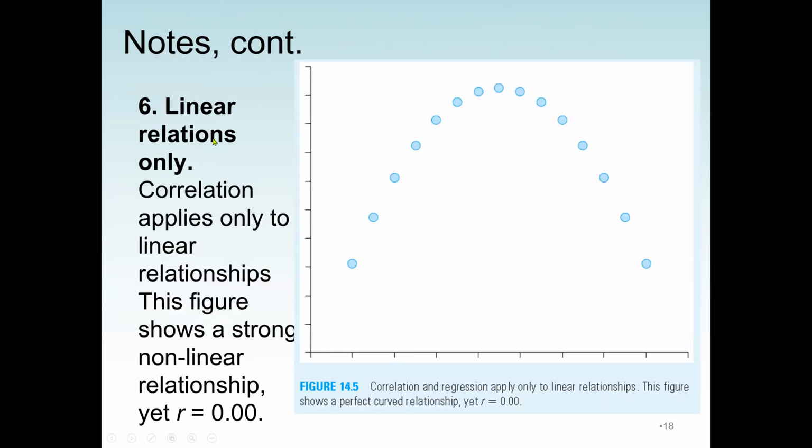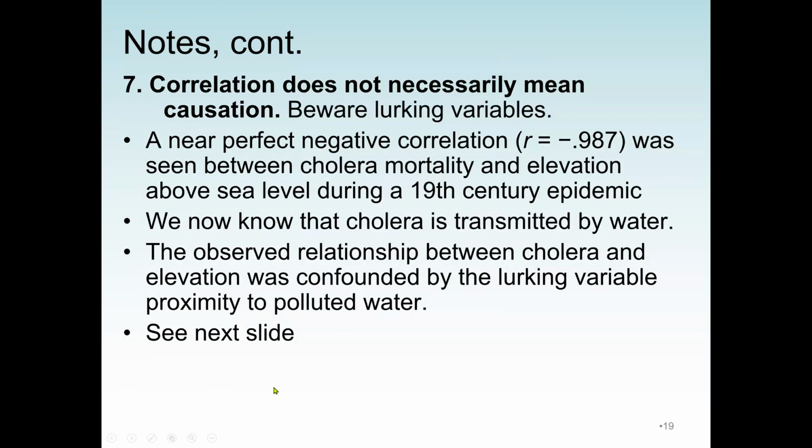Also, we may have a non-linear relationship. In this chapter, we have studied linear relationships, but sometimes we may have non-linear relationships. This looks like a polynomial or something. So correlation applies only to linear relationships. This figure shows a strong non-linear relationship, R equal to 0.00. Correlation coefficient normally applies to linear relationships.